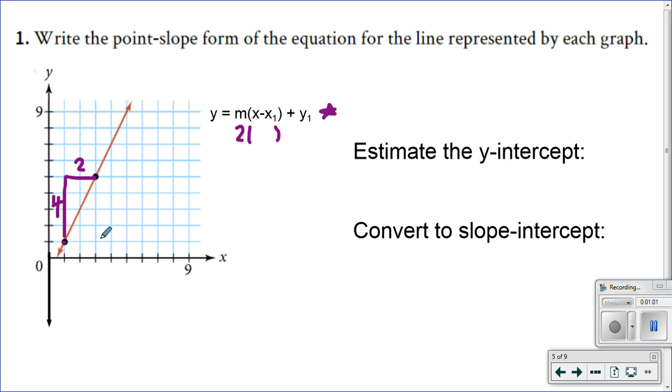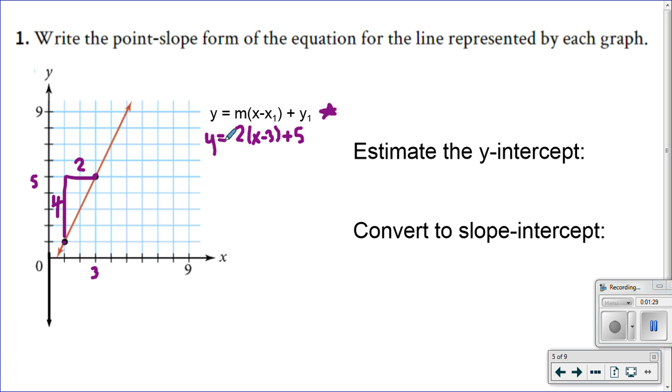Now remember, x sub 1, y sub 1 is a point on the line. So go ahead and just choose one of these points. I'm going to choose this point right here. That point is 3 for my x value, and 1, 2, 3, 4, 5 for my y value. So that point is 3, 5. So x minus 3, plus my y value, which again is 5. So there's my equation in point slope form.